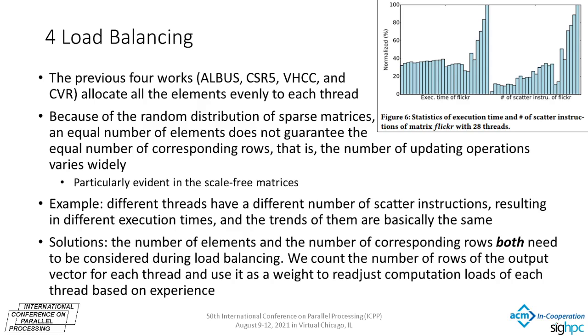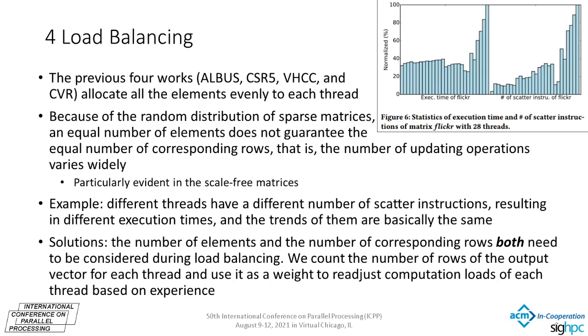The fourth method is load balancing. The previous works allocate all the elements evenly to each thread. This is not the best strategy. Figure 6 shows the statistics of execution time and the number of scatter instructions of a matrix with multiple threads. We can see that different threads have a different number of scatter instructions, which results in different execution times, and the trends of them are basically the same.